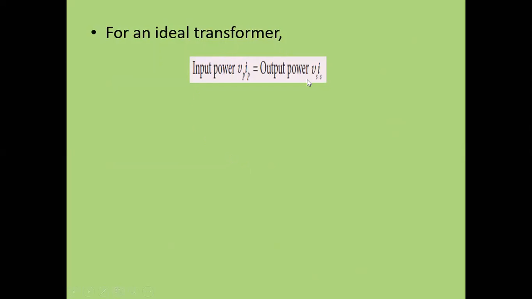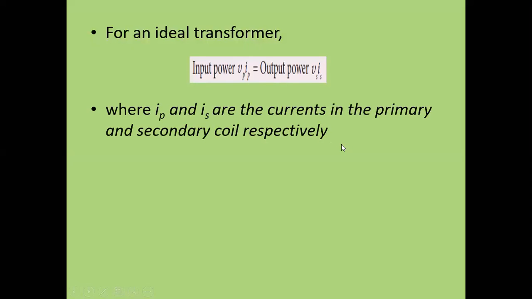Now, for an ideal transformer, a perfect transformer, the input power is equal to the output power. Power is voltage into current. So Vp Ip is equal to Vs Is, where Is and Ip are the currents in the secondary and the primary coil. Therefore, Vs by Vp is equal to Ip by Is. So we can write Vs by Vp is equal to Ns by Np is equal to Ip by Is.